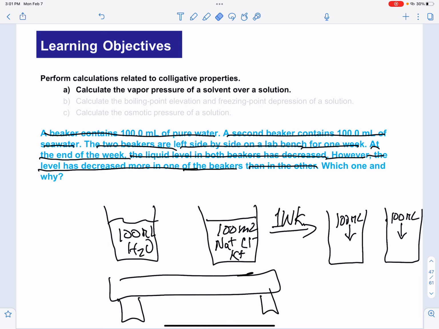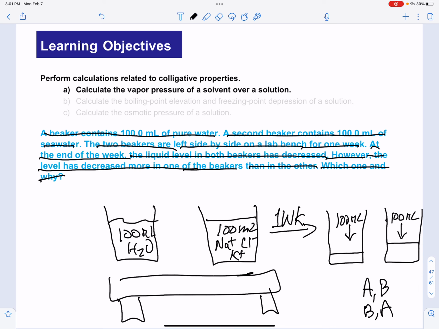So we've got beakers A and B, and one of them is going to be lower than the other. Or we could have B and A. So we don't know which is which, right? Which one is the one with the lower level? Well, what do we know?